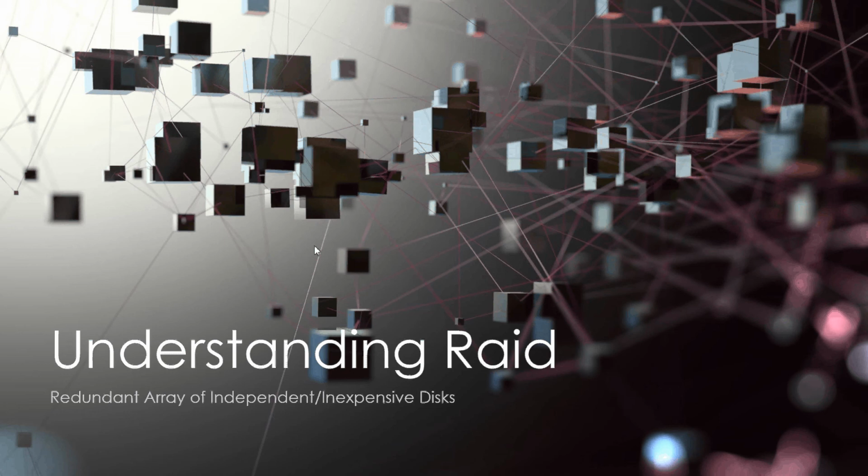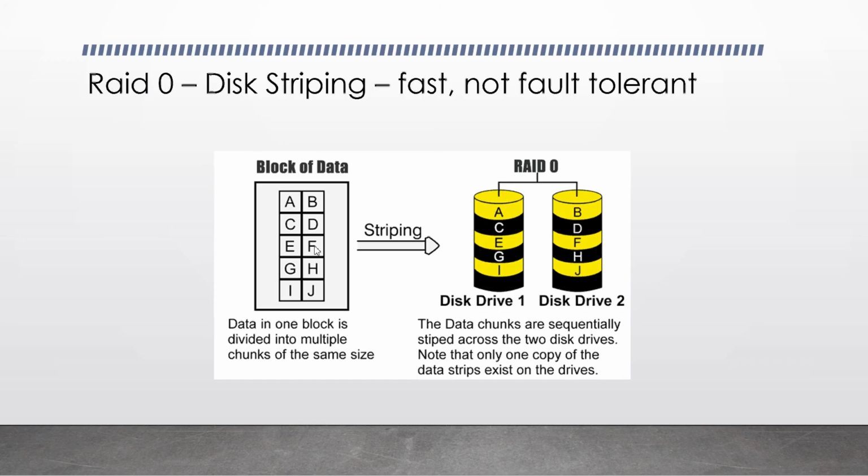Instructor Brian Link. This is understanding RAID and RAID types. Get right into it. A RAID 0, or disk striping, is fast and not fault tolerant. That is, data bits are written from one disk to the next, not through the disk and through the next disk. They're written across.